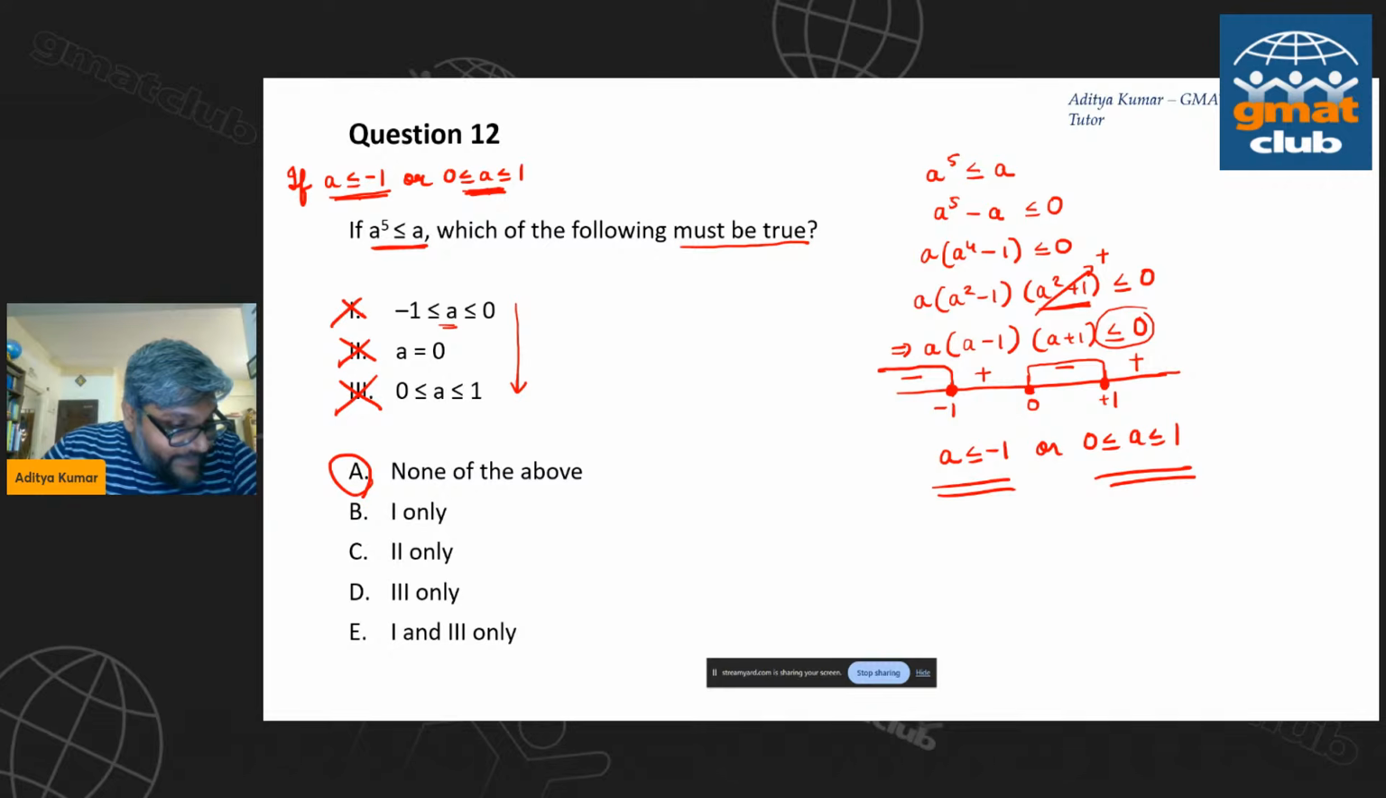Got it? If you apply the answer choices one by one, you're in for a big problem. You'll definitely go wrong. And putting values is a pain. A very good question, okay? It just consolidates whatever we've discussed so far. Understood? Any doubt?